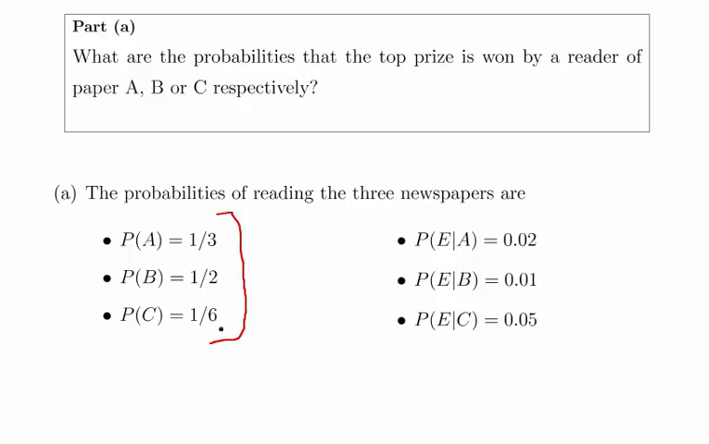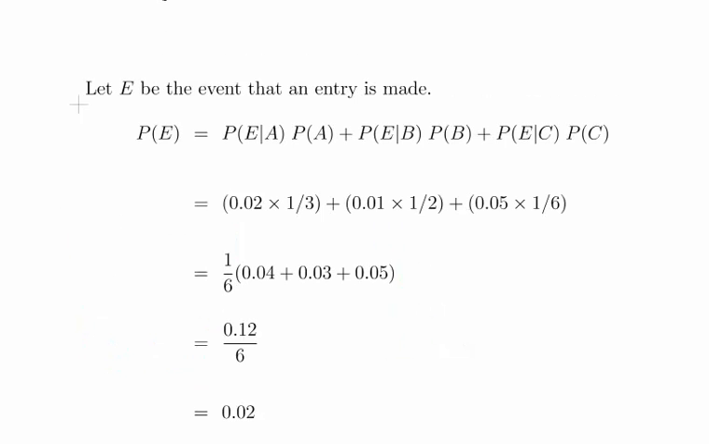And this is the conditional probability of entering the competition given that you read a particular newspaper. Just to remark, these probabilities over here were generated from the ratio, just to be clear about what I said a moment ago. So let E be the event that an entry is made. I've introduced that already, but to go over it again, the probability of E is the probability of E and A, that you enter the competition and you read newspaper A.